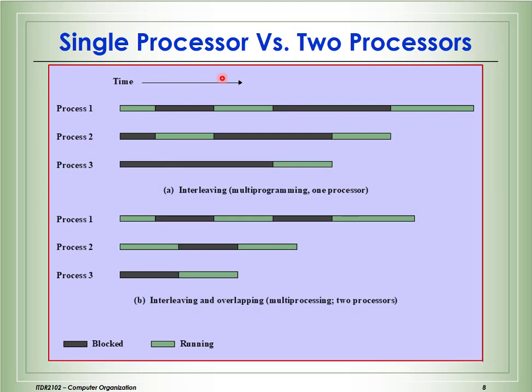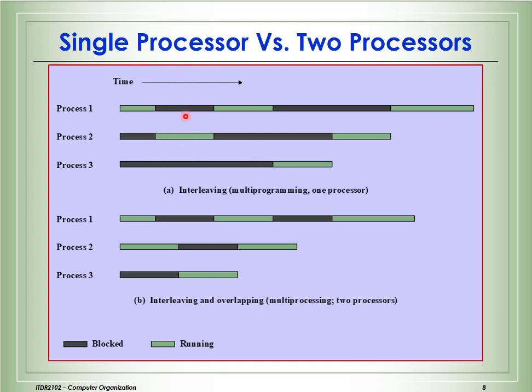Now here you can see single processor versus two processors, which means uni-processing versus multi-processing. The first one is a single processor, and then you have a multi-processor. Multiple processors are running processes 1, 2, and 3. And here you see there is a concept of interleaving.